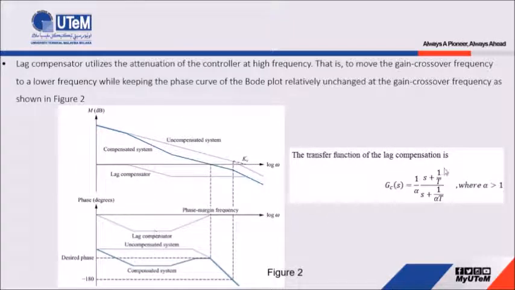Based on this transfer function for the lag compensator, the lag compensator becomes like this. Then when we combine it with the uncompensated system, the result becomes like this. This is the phase plot for the system with this lag compensator. That is the idea of how we can design the lag compensator and apply this frequency domain technique.